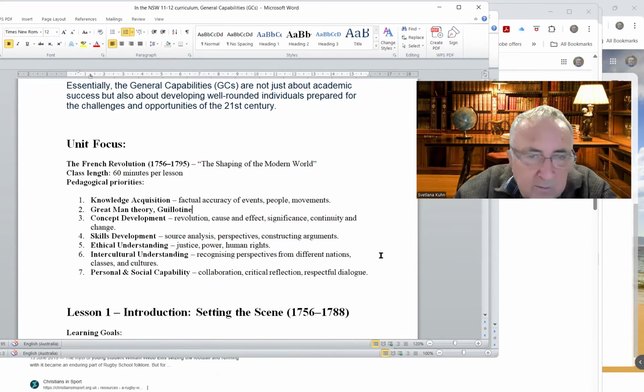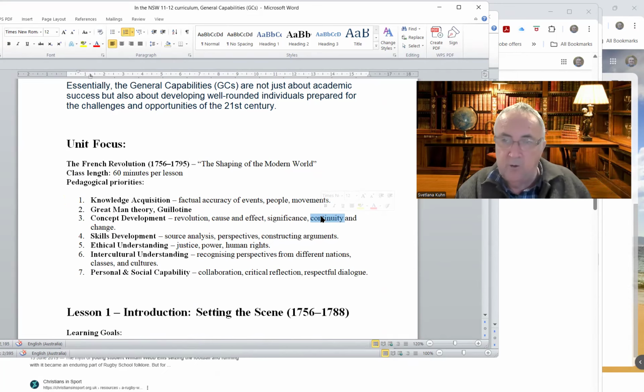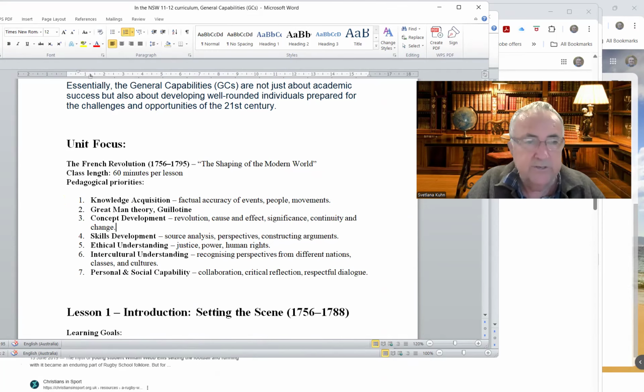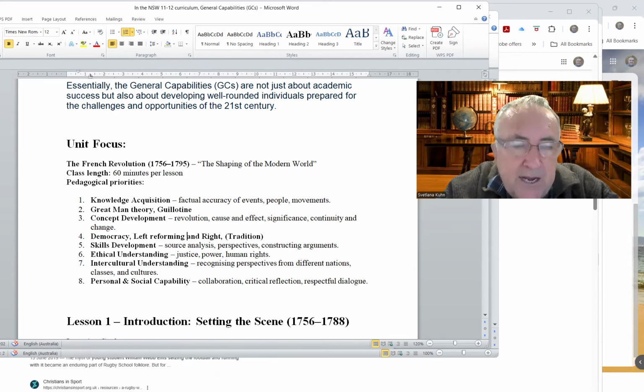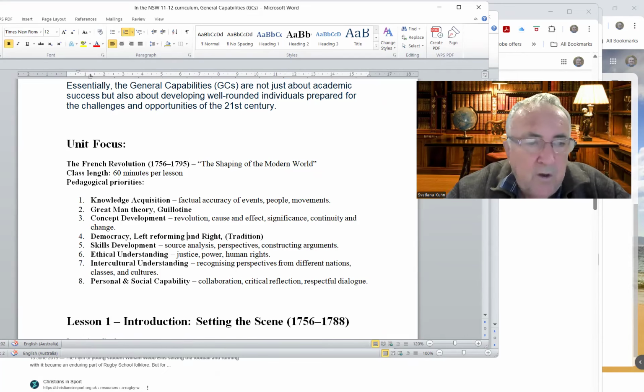and the revolution, its causes, its effect, its significance, continuity with the past, such as royalty, and ways of understanding tradition and authority, and then change as we move towards democracy. And to what extent does the French Revolution move towards democracy and move towards the left and the right? It's worth thinking a bit about the left and the right. My understanding is that the right stays with tradition, whereas the left is more reforming. And so in the French Parliament, they would sit on the left and the right.